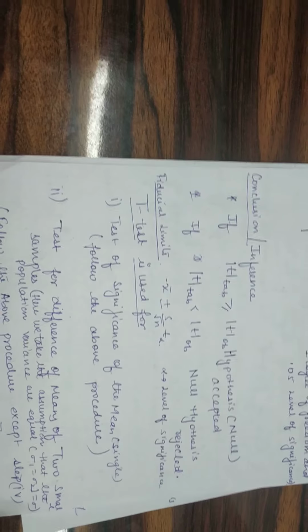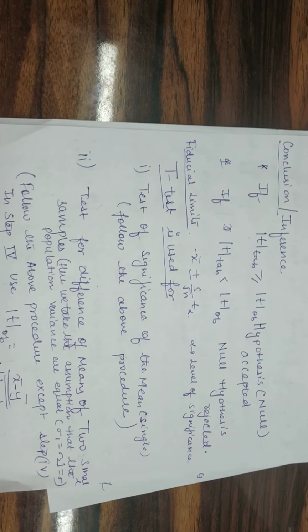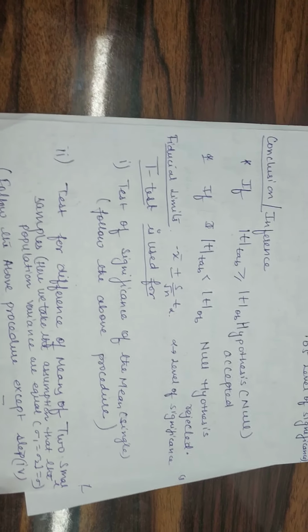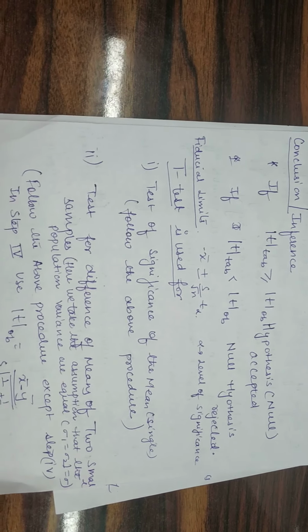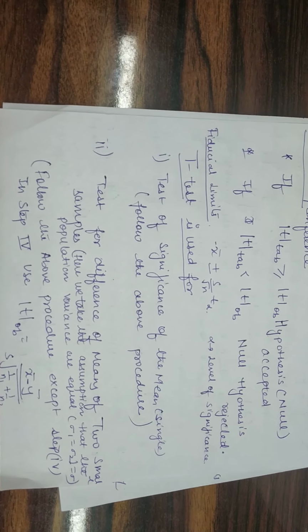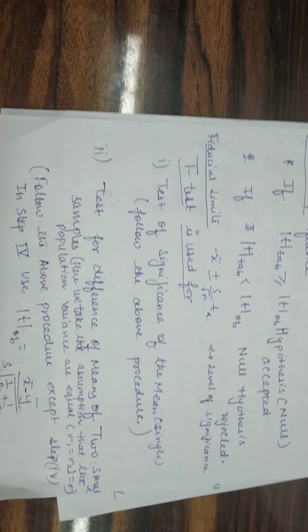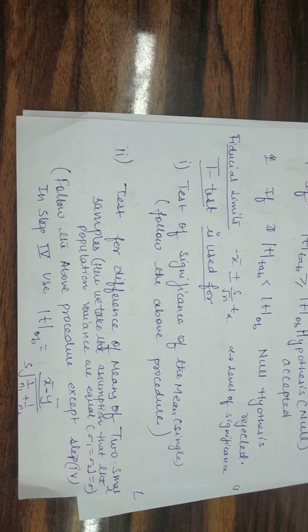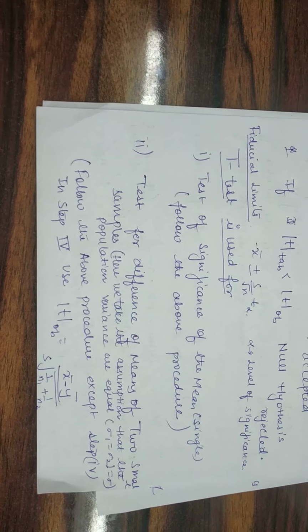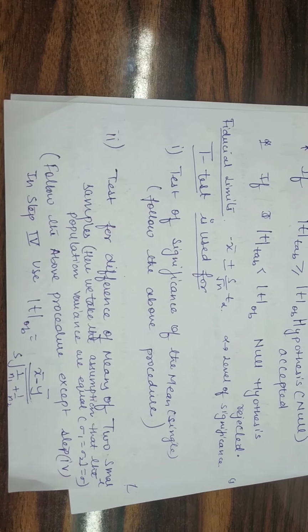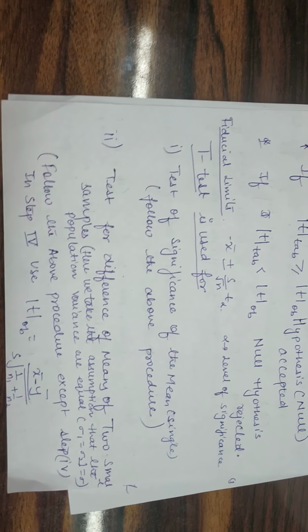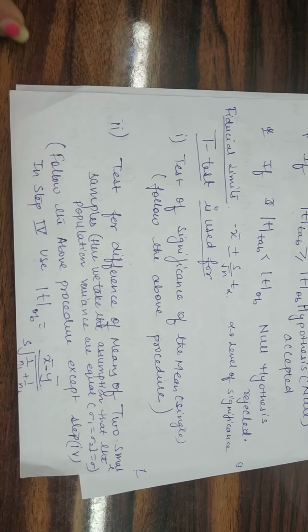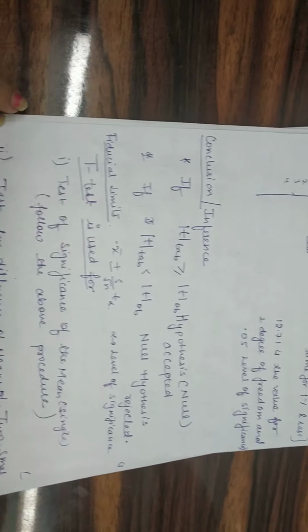Now, the t-test is used for testing the significance of a single mean; follow the procedure I have discussed above. And if we are testing two samples of the same population, then we will follow all the above-mentioned steps except the fourth step, where t observed is given by x bar minus y bar upon s times the square root of 1 upon n1 plus 1 upon n2.